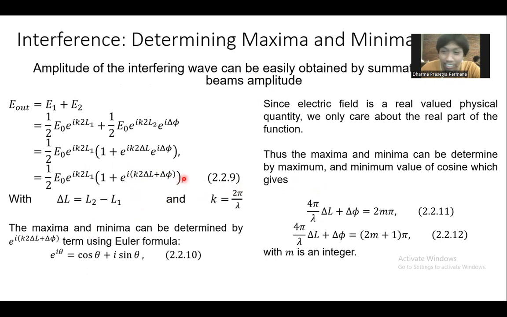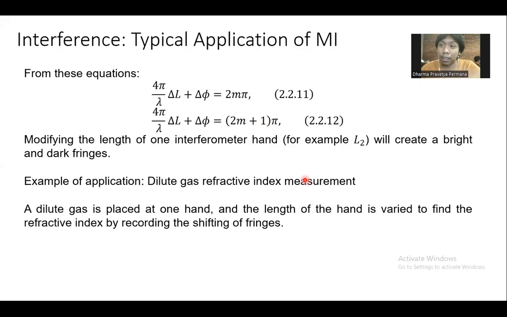Okay. Good. Then we will move on to the typical application of the Michelson interferometer. From this equation, we can clearly see that either the condition of maxima or minima highly depends on delta L, the path difference between the interferometer paths. So we can do an experiment by changing only one of the arms. When we change the value of L2, like putting the mirror further or closer to the beam splitter, the interference pattern will change over time. The positions of the dark and bright fringes will move, and from their movement, we can calculate parameters like the dilute gas refractive index, which we can get from this equation.